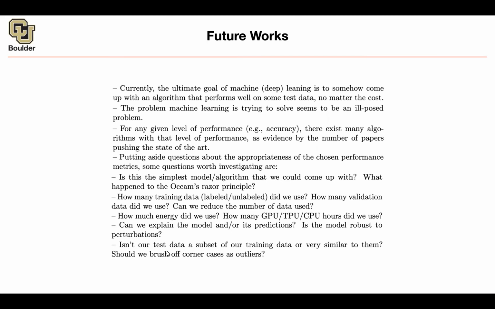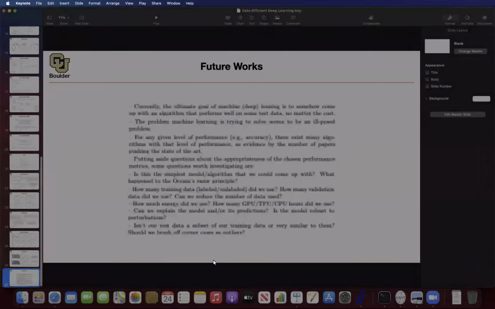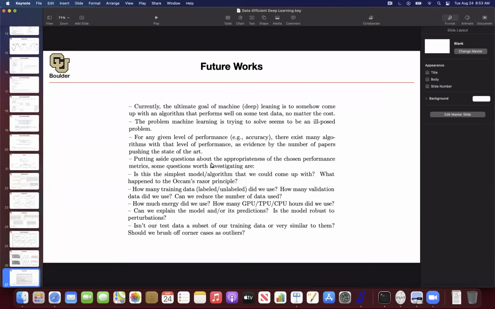These days, we are using more and more training data. We are increasing the sizes. There is a chance that our test data is going to end up being a subset of the training data or very similar to it. Are you just memorizing your data or no? How about the corner cases? If a car is driving on the wrong side of the road and your model is making some predictions on that data, should we just brush it off as an outlier? Or is it actually telling us something about our model? And I think I'm going to stop here and answer questions.